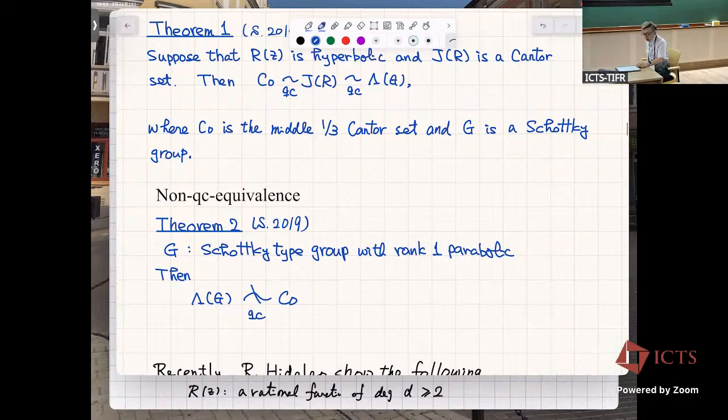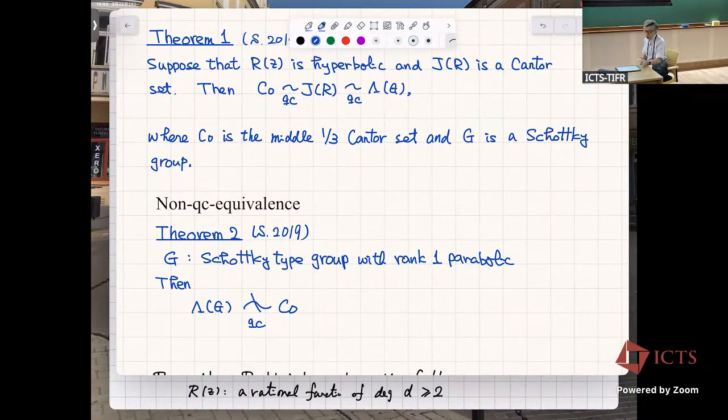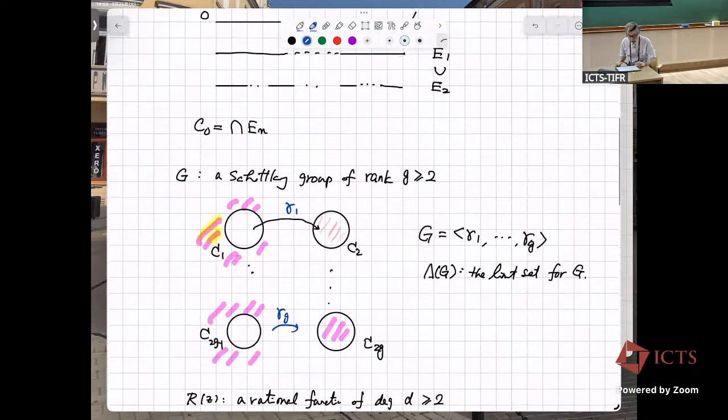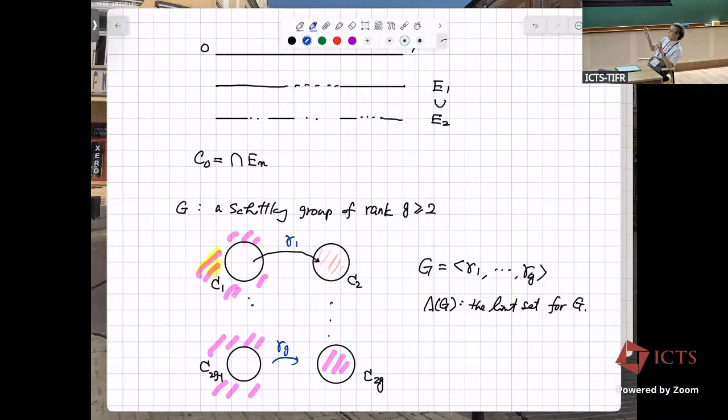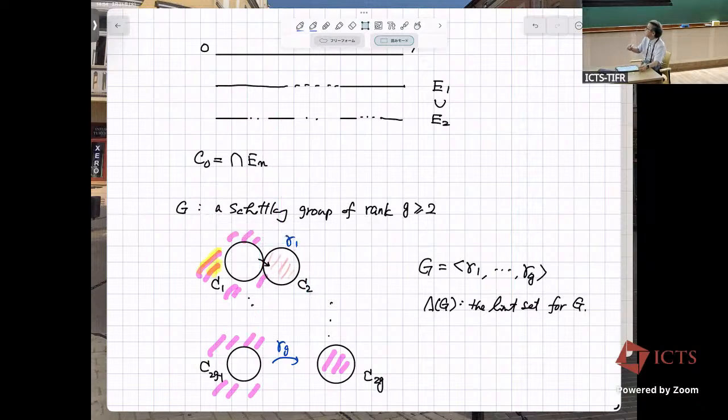But there's another dynamical Cantor set. We consider a Schottky type group which has a rank 1 parabolic. What is a rank 1 parabolic? In the construction of a Schottky group, we have pairs of disjoint circles. Schottky type group with rank 1 parabolic means that some pair of circles are tangent to each other, like this. And this tangent point is a parabolic fixed point, in this case of γ1. This is the Schottky type group with a rank 1 parabolic.